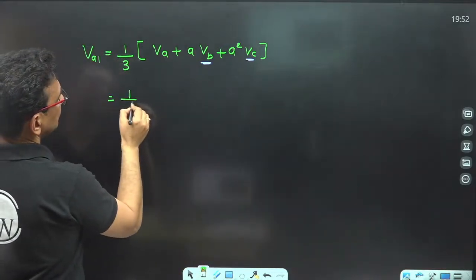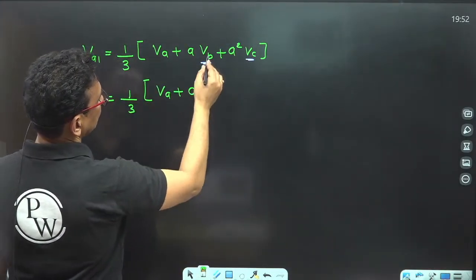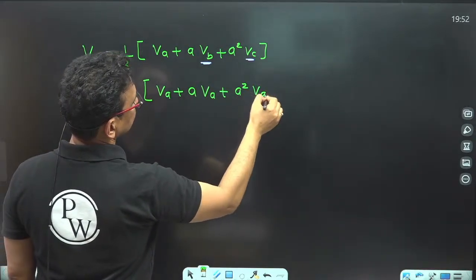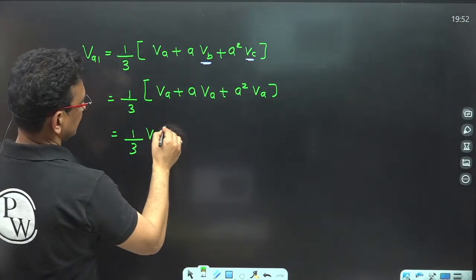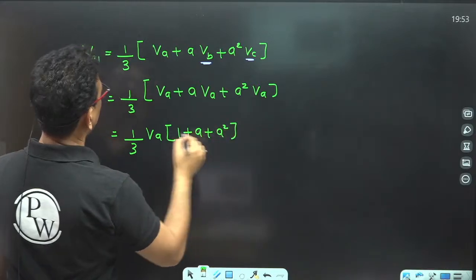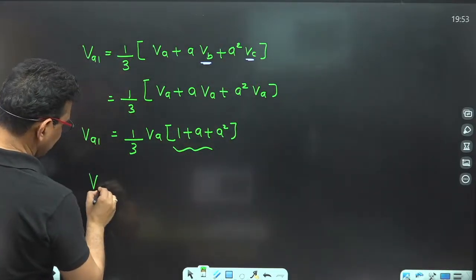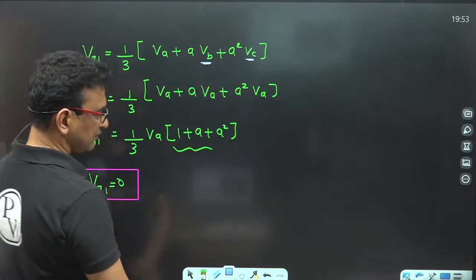So 1 upon 3, VB is equivalent to VA, VC is also equivalent to VA. So 1 upon 3 VA into 1 plus A plus A square. And we all know 1 plus A plus A square is nothing but 0. So VA1 is equivalent to 0.